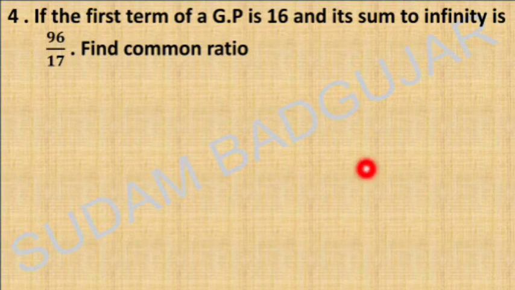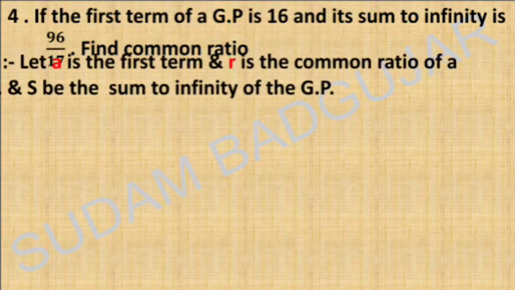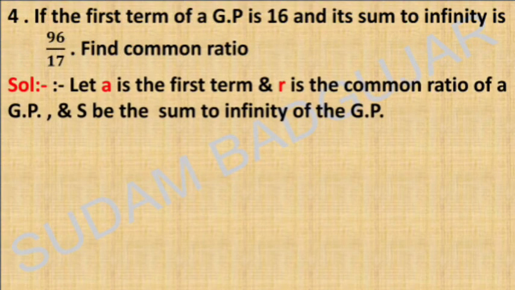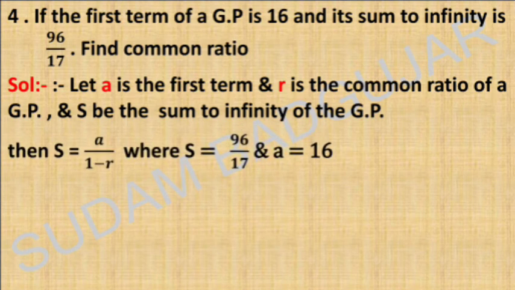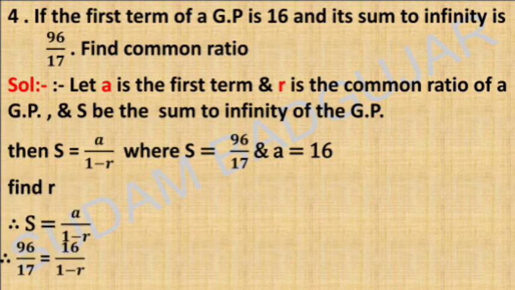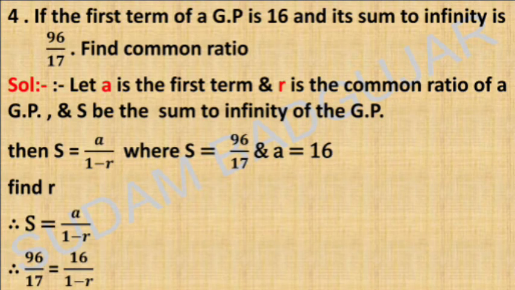Here you have to find out R. S is given and A is given. Let's start the solution. Let A be the first term and R be the common ratio of the GP and capital S be the sum to infinity of the GP. Therefore S is equal to A upon 1 minus R, where S is 96 by 17 and A is equal to 16. So to find out R, you have to substitute all values here. What is S? 96 by 17 is equal to 16 upon 1 minus R.